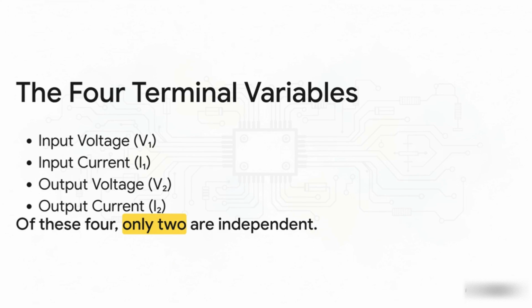Pretty simple, right? But here's the absolute crucial insight. They are not all independent. The physics inside that box creates a fixed relationship, which means if you define any two of these, you can always calculate the other two.